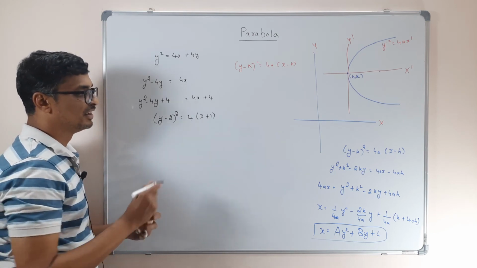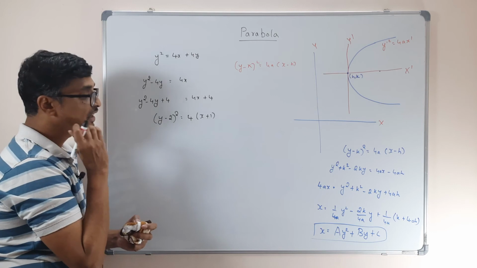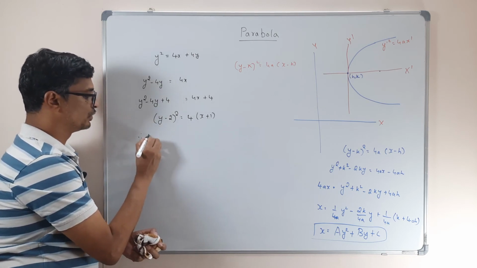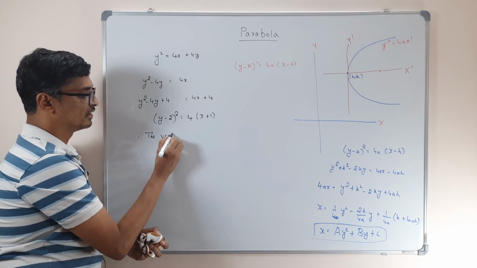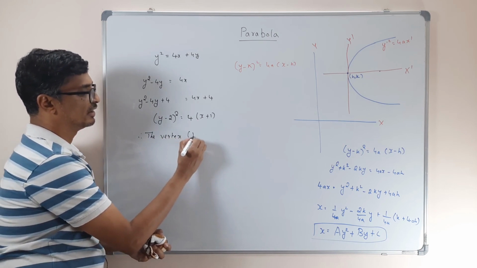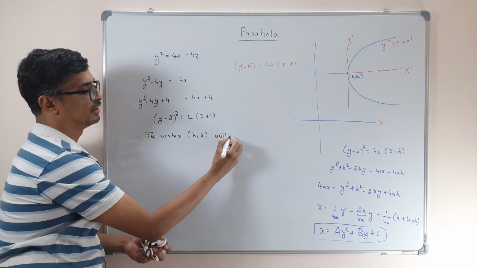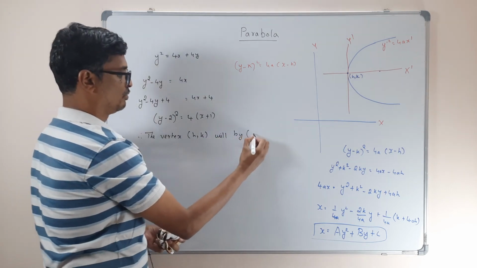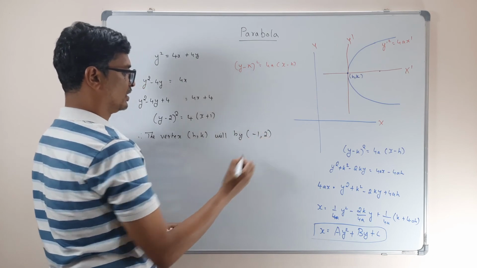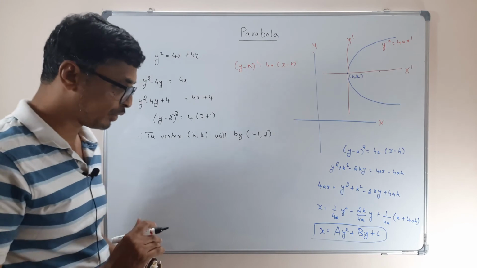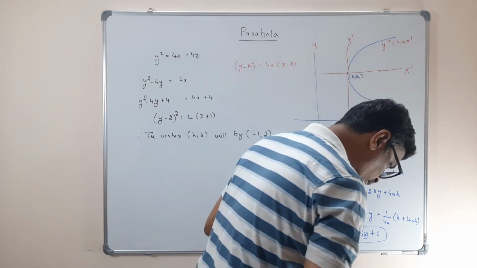So what will be your vertex? Tell me. k equal to 2, correct. So therefore the vertex h comma k will be minus 1 comma 2. Correct? Yes. Okay. And what else do you want to find out? Focus.